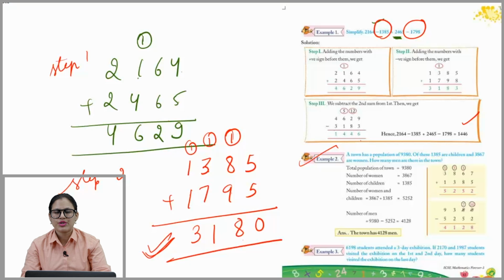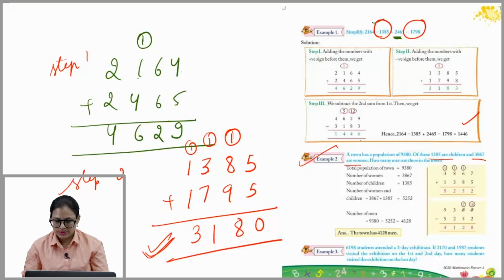A town has a population of 9,380. Of these, 1,385 are children and 3,867 are women. How many men are there in the town? So what will you do? First, you will add number of children and number of women. Then what will you do? You will subtract total number of women and children from the total population. Okay, and then you will get the population of men.